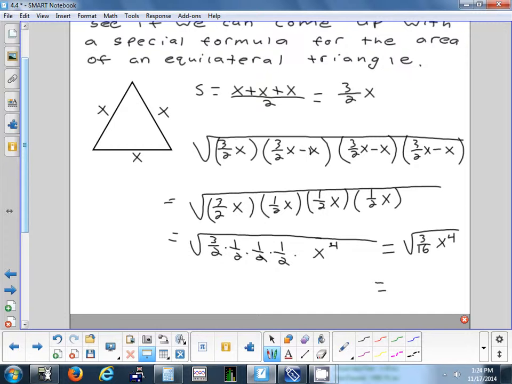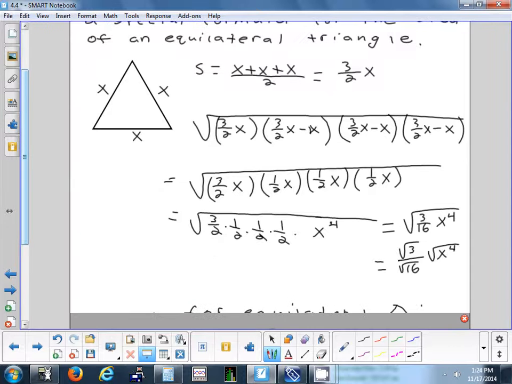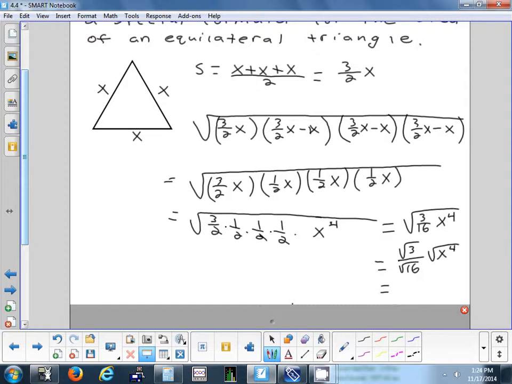Now our last step to simplify that, you take the square root of each part of this separate. Take the square root of 3, square root of 16, and square root of x to the 4th. Okay, some of this will come out nice. Square root of 3 doesn't. What's the square root of 16? 4. And what's the square root of x to the 4th? What two things can you multiply together that give you x to the 4th? X squared, yeah. X squared times x squared is x to the 4th.